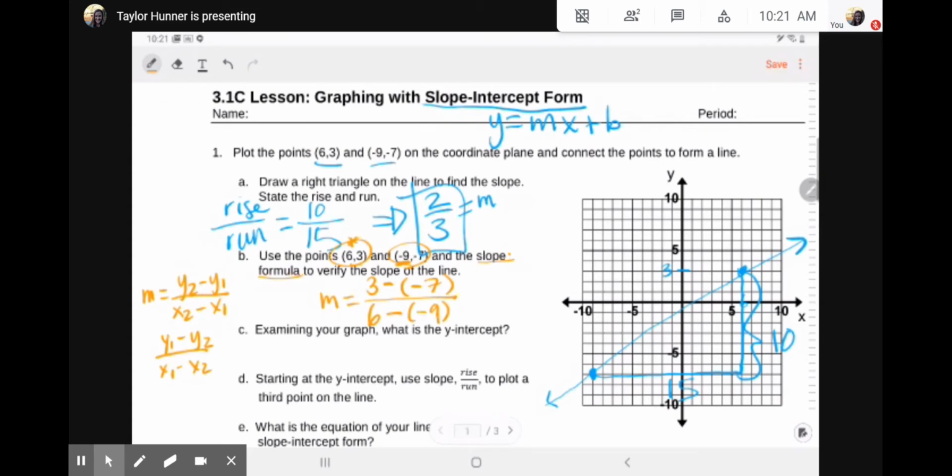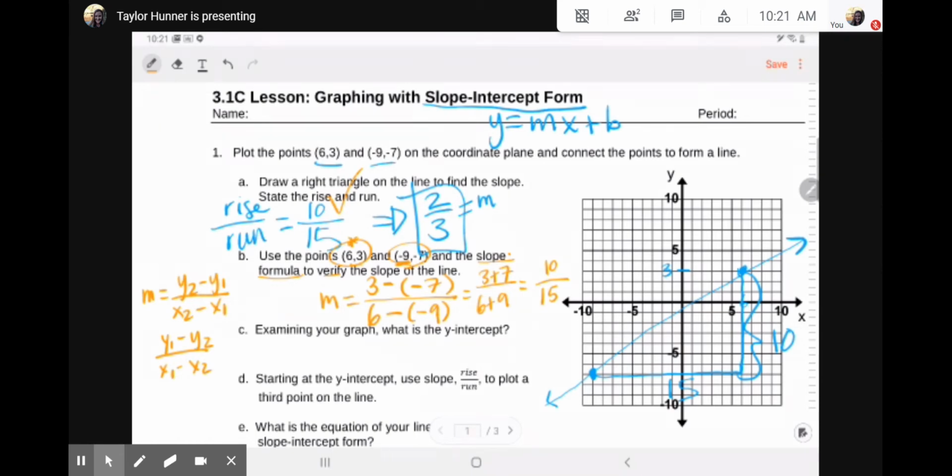So now that gets me 3 plus 7 and 6 plus 9, or 10 over 15. Same slope as I got up here. So that's what verify means. Examining your graph, what is the y-intercept?